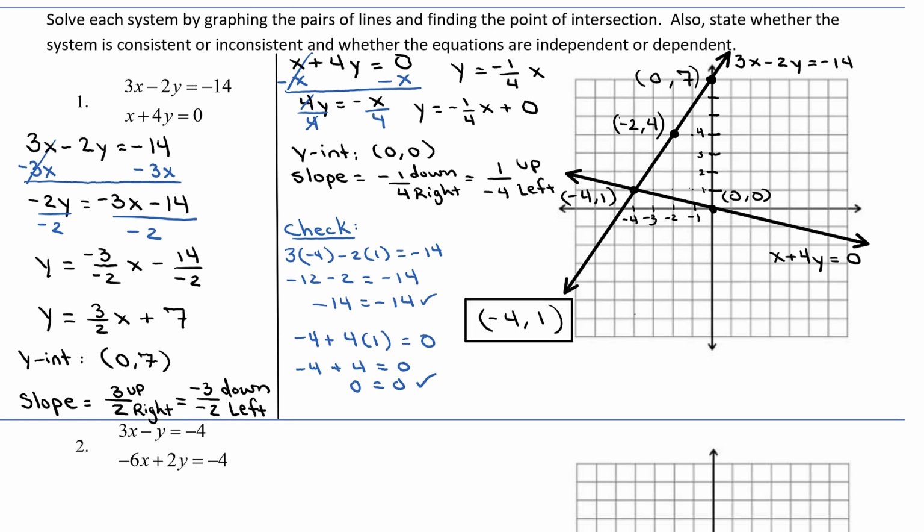And now we need to state whether the system is consistent or inconsistent. And we also need to state whether the equations are independent or dependent. Well, this has a solution. So anytime that your system does have at least one solution, we say it is a consistent system. And in this case, it's 2 different lines. So we're going to say the equations are independent.